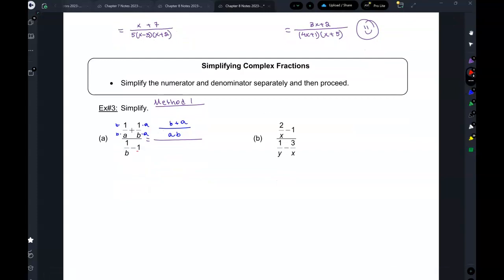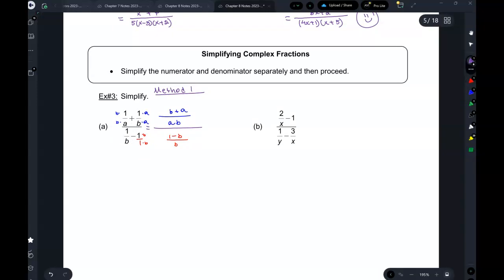The bottom one, this is a 1. So my denominator between the B and the 1, the common denominator is going to be B. So I've got to just multiply this by B, right? So I get 1 minus B over B.